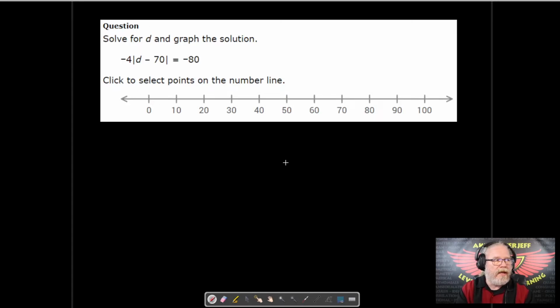All right, here we have to go ahead and deal with that negative 4. So let's go ahead and do that. Rewrite our problem. 4 times the absolute value of d minus 70, and all this equals negative 80. Well, it's like, wait a second, it equals a negative number. But look what happens whenever I divide by 4, because I'm trying to isolate the absolute value portion of the equation. And what I do to one side, I do to the other.